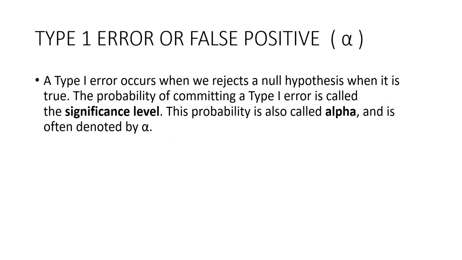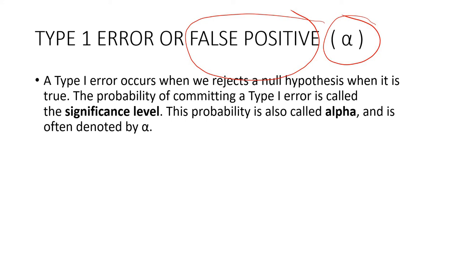Now I am getting into type 1 error, which we also call a false positive. Type 1 error is also known as false positive. It is denoted by the letter alpha. We have videos for type 1 error and type 2 error that we discussed as part of the supervised machine learning algorithms as well. Here again you need to understand based on the hypothesis, null hypothesis. A type 1 error occurs when we reject a null hypothesis when it is true.